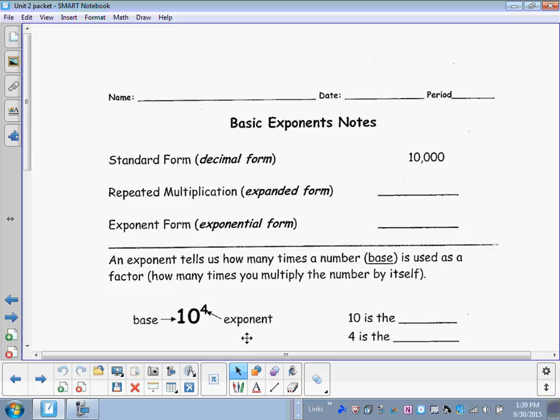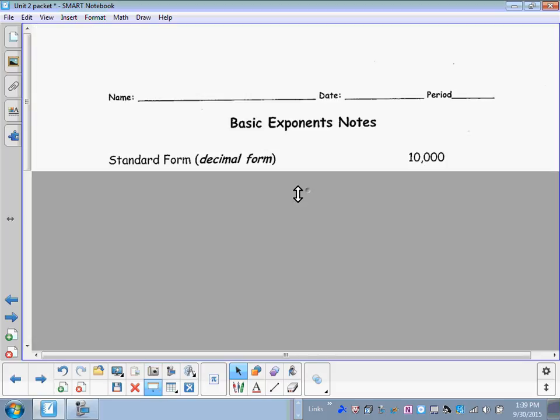Today's lesson is on exponents. Okay, the standard form, or the decimal form, for the number 10,000 is 10,000.